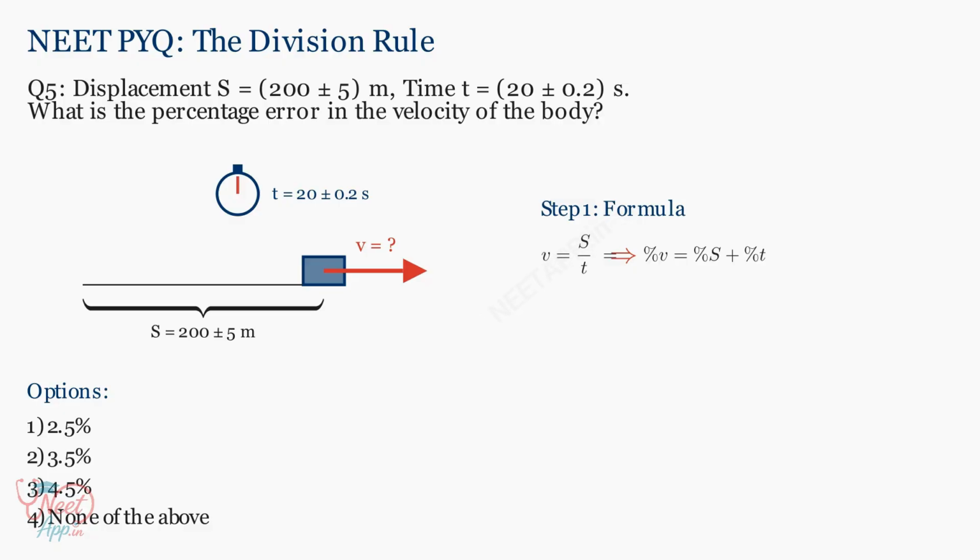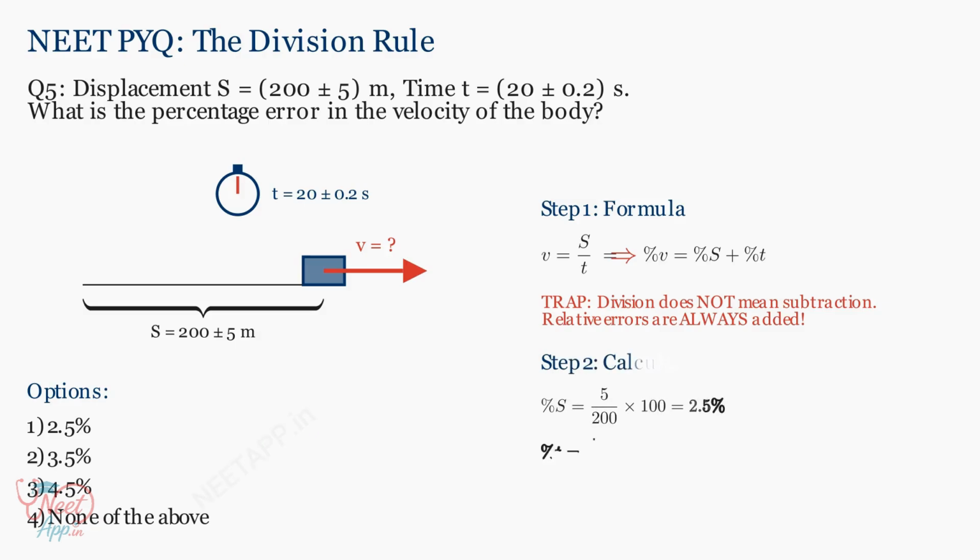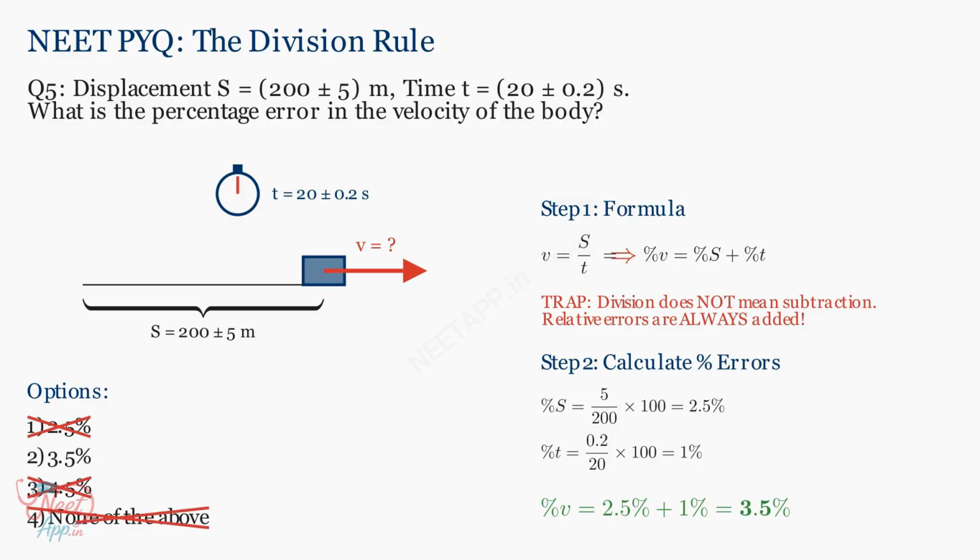And right there is the final NTA trap of this chapter. Because the physical formula uses division, students mistakenly assume they should subtract the relative errors. Never do this. Relative errors must always be added to find the maximum possible uncertainty. Step 2, let's calculate the individual percentage errors. For displacement, it is 5 over 200 times 100, which gives 2.5%. For time, it is 0.2 over 20 times 100, which gives exactly 1%. Finally, add them up. 2.5% plus 1% equals a maximum percentage error of 3.5%. Option 2 is our correct answer.